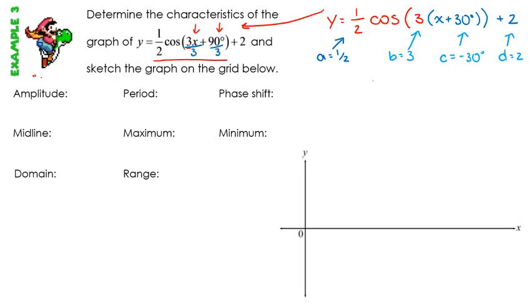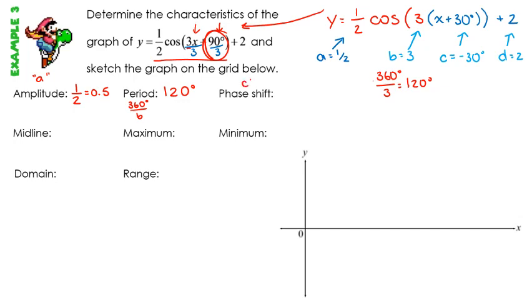Amplitude is related to our a value. And if a is equal to 1/2, then your amplitude is 1/2, or you can write 0.5. For the period, since I'm working in degrees, I'm going to take the formula 360 divided by b to get my period. So if I took 360 degrees divided by 3, that means the period is equal to 120 degrees.